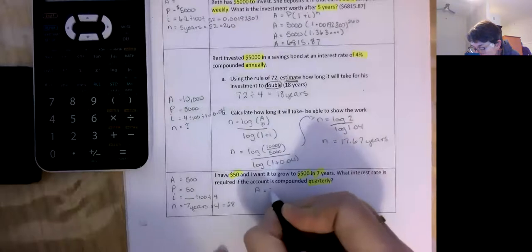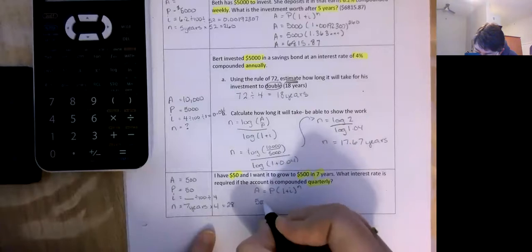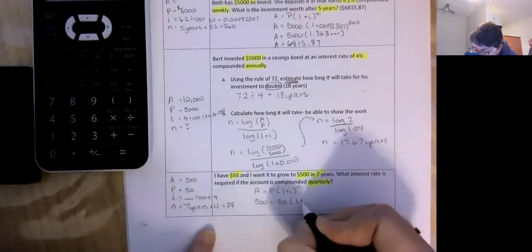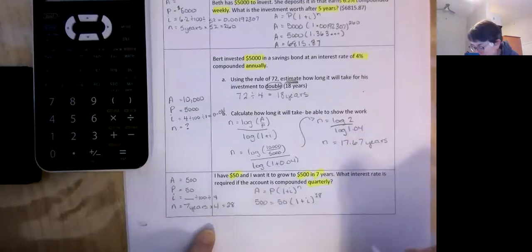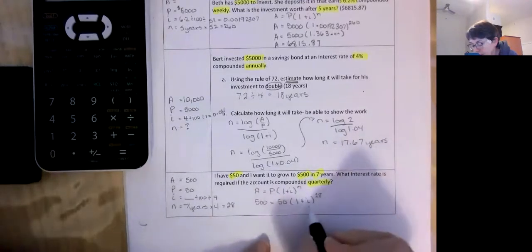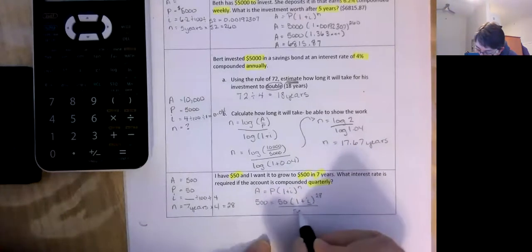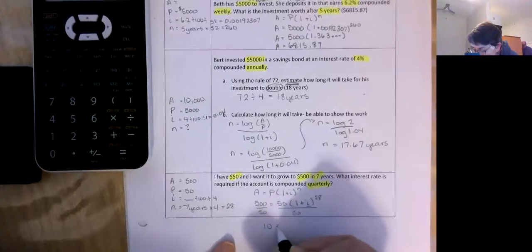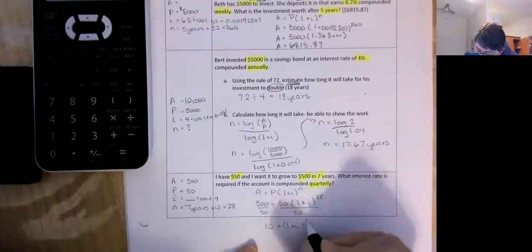A is equal to P times 1 plus I to the N. So 500 is equal to 50 times 1 plus, oh, I don't know the I, to the 28. We need to get this by itself. So the only thing we can do right now is divide this side by 50, divide this side by 50. So 10 is equal to 1 plus I to the 28th.